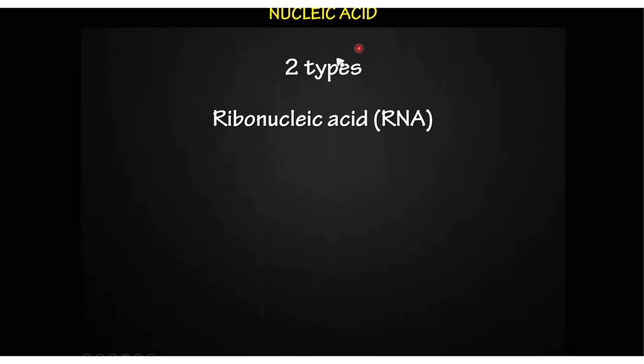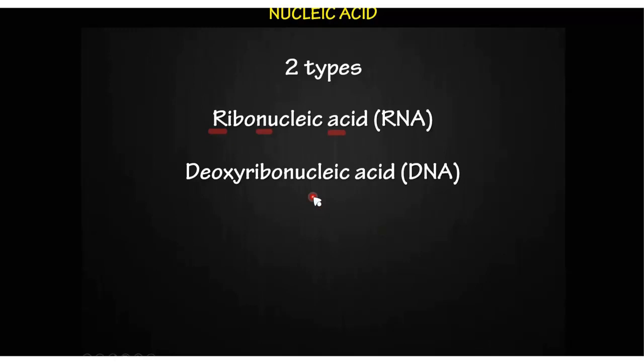So nucleic acid, there are two different types. So there is ribonucleic acid. Since this is in English, that's quite easy to understand. This is R, this is N, this is A. So that's RNA. The other one is deoxy. The more important one is deoxyribonucleic acid.